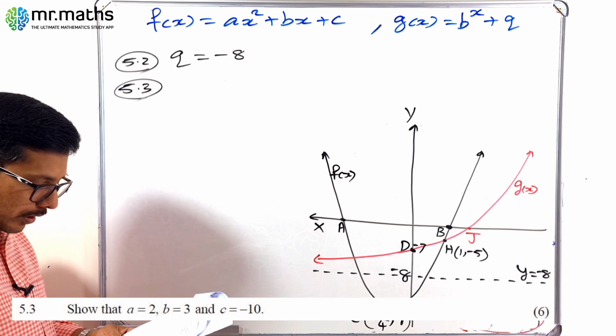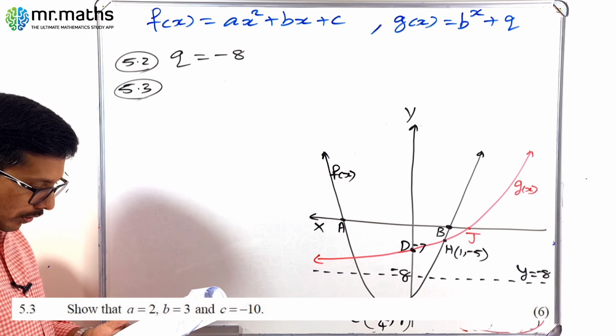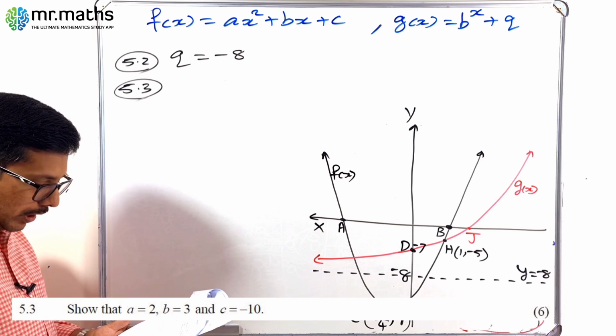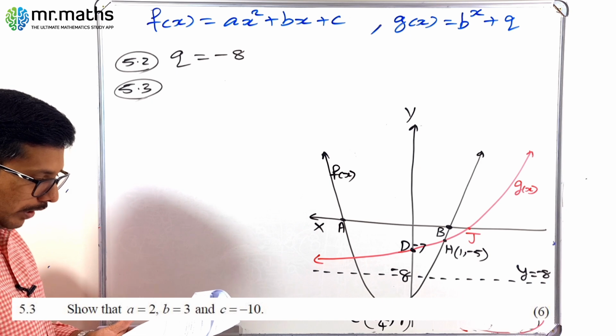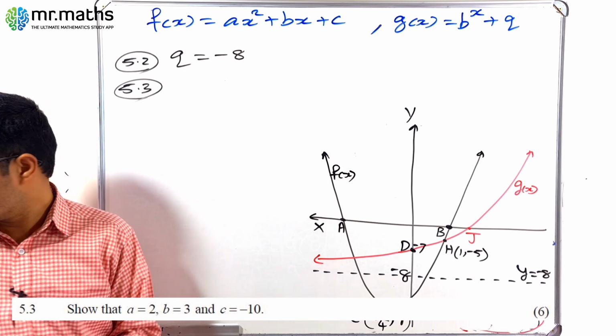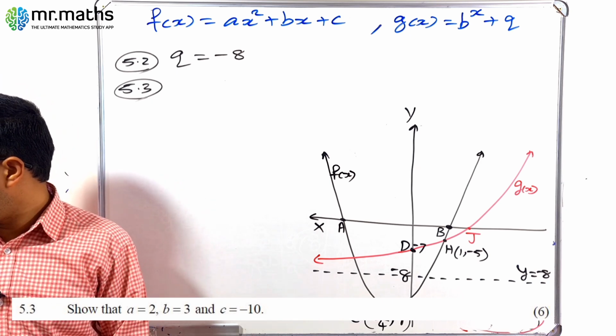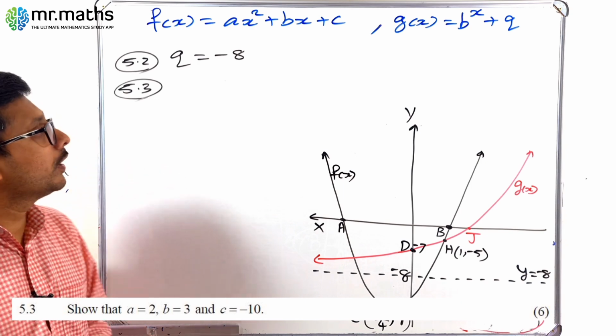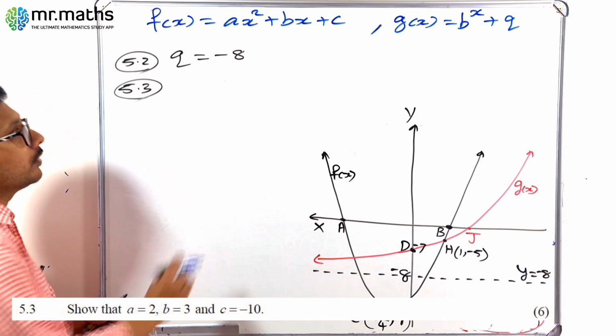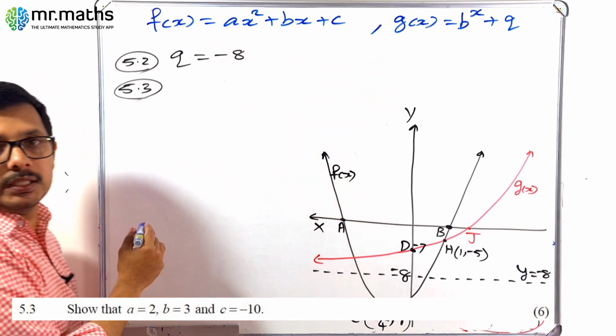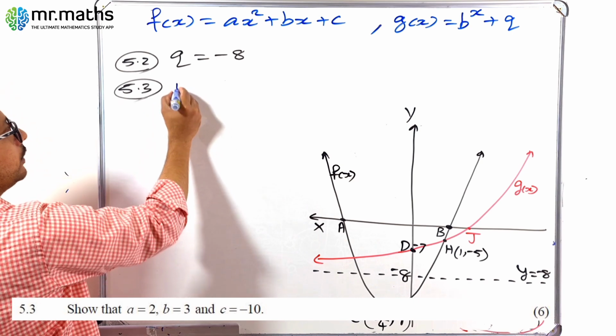Show that a is equal to 2, b is equal to 3, and c is equal to minus 10. Oh, okay. So you have to show that the values of a, b, and c are those ones. Where is this a, b, and c? Here, this one, a, b, c. Okay, so let's write that equation here.